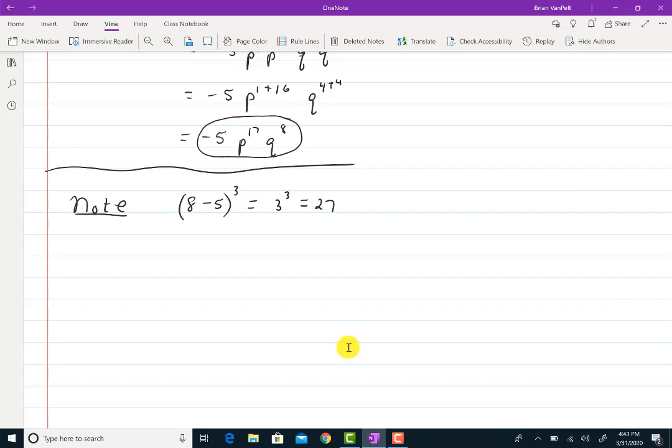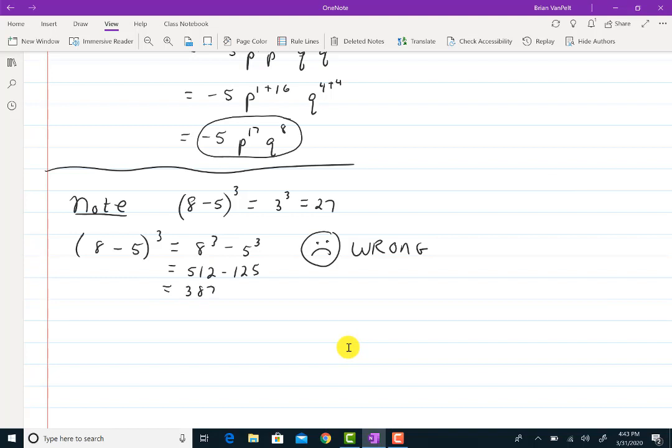However, some students will get so confused by these rules that they may actually do this. This, of course, is very wrong. Look at what you get in this example. 8 cubed is 512, I believe. Minus 5 cubed is 125. And it looks like we get 387. Let me make sure, yeah, 387.